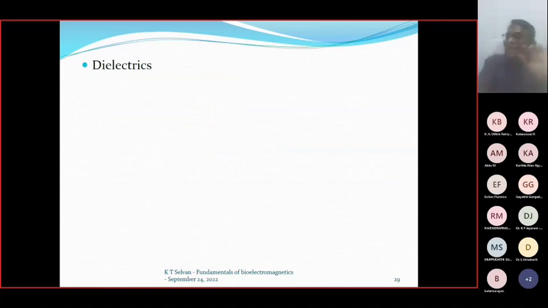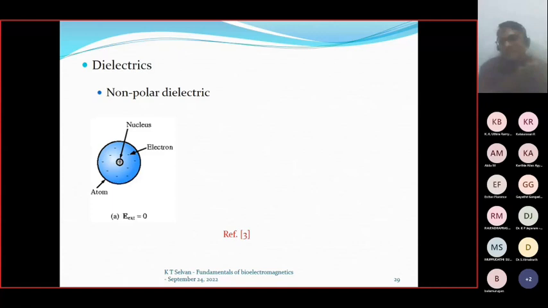Now, what are dielectrics? Dielectrics are also called insulators. This idea is particularly important, as we will see. And in that, we can talk of non-polar dielectric and polar dielectric. We will just illustrate what they mean. Let us consider the simplest representation of an atom. I am sure from your school physics, you might be able to recall that Rutherford model, right? So an atom can be considered as comprising a positively charged nucleus with a surrounding electron cloud. So this is the electron cloud, this is the nucleus, and this is the atom.